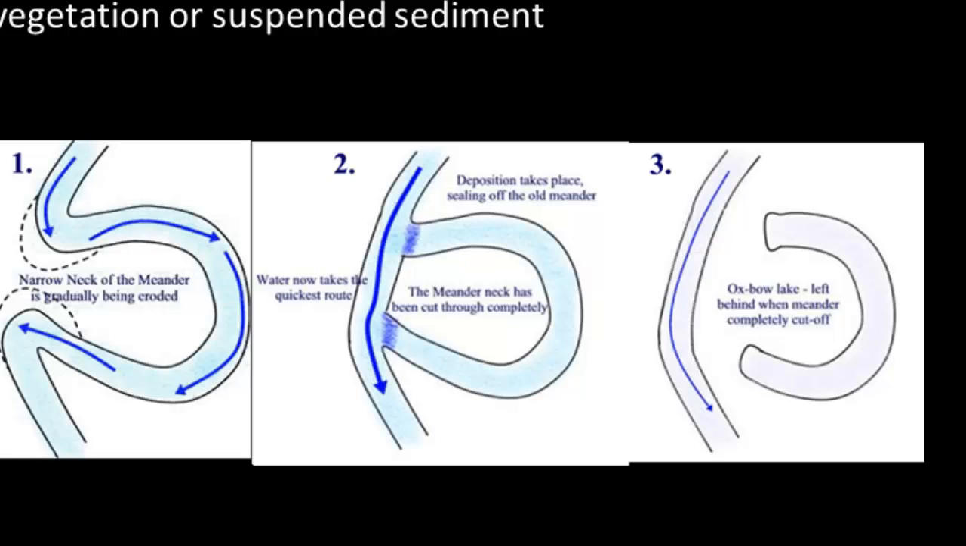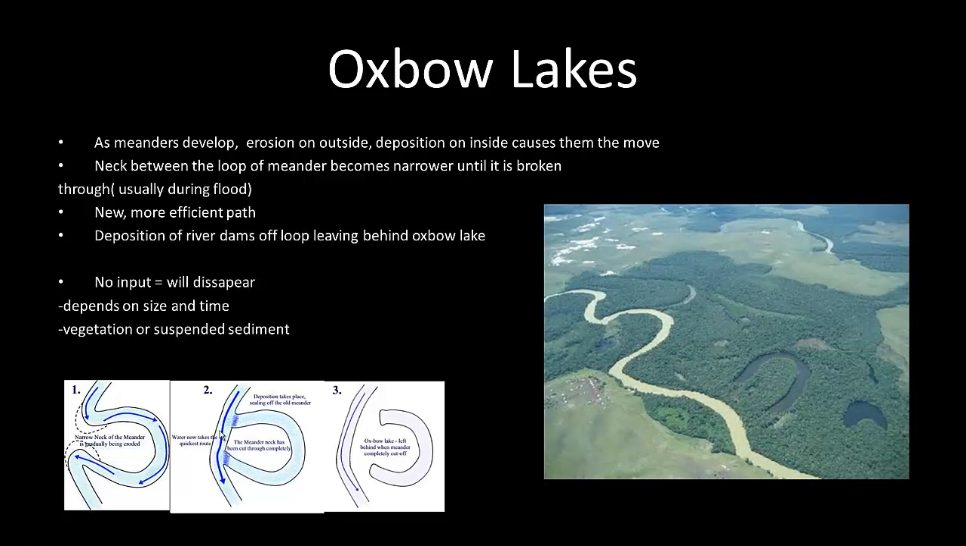The neck of the meander loop becomes narrower because of the erosion occurring on the outside and the deposition occurring on the inside, causing them to move inwards towards each other. Eventually this becomes so narrow that probably during a time of flood, when there's high discharge and high erosion, it is completely removed. This leaves a much more efficient path for the river to take, because rivers want the easiest path, so they take that instead. This drastically reduces the velocity, so eventually deposition occurs, and this blocks off, dams off the Oxbow Lake.